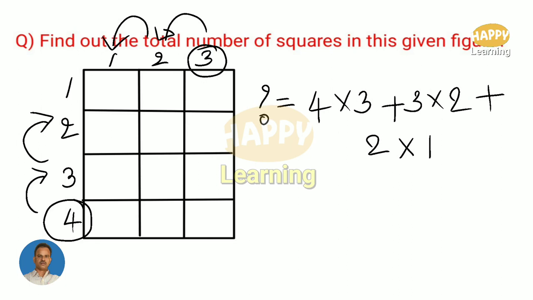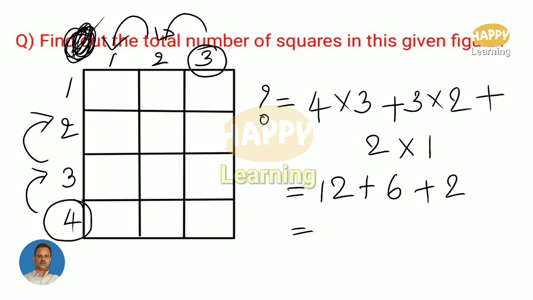As there are no further columns here, you can stop here. That will be equal to 4 into 3, 12, plus 3 into 2, 6, plus 2 into 2, plus 2 into 1, 2. That is equal to 20. That is equal to 20 squares. So in this diagram, there is a total of 20 squares. Okay, right.